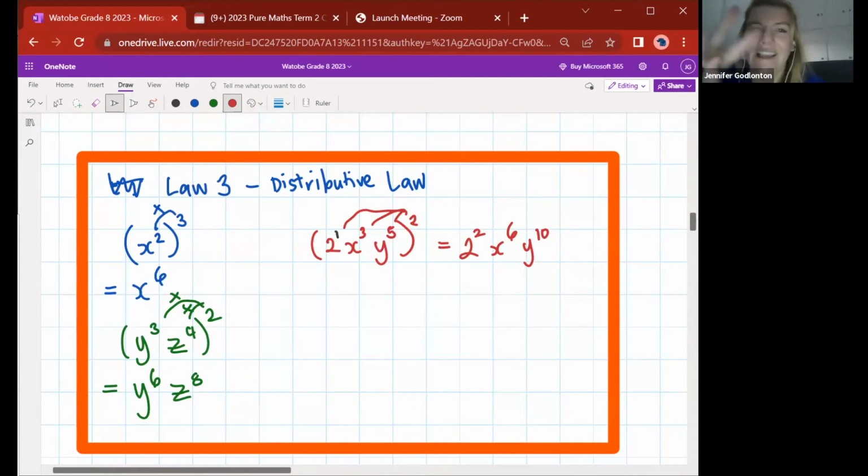I've got 2 more different things to show you with this. Next one. What if I had something like this? Who thinks they can tell me my answer now? I want you to think very carefully about what's happening. Think about what's inside the bracket. Think about what's not inside the bracket.